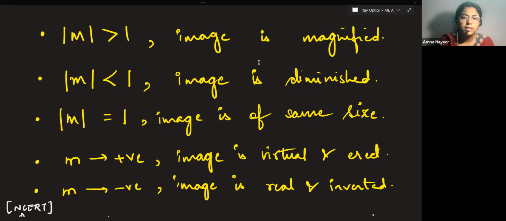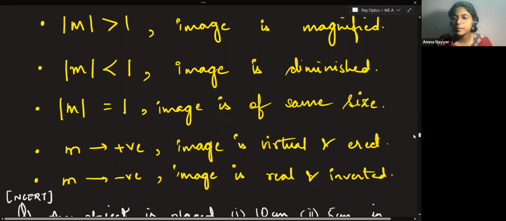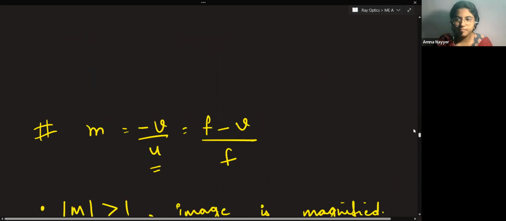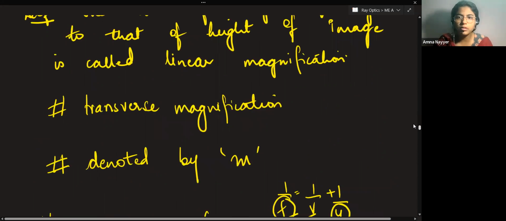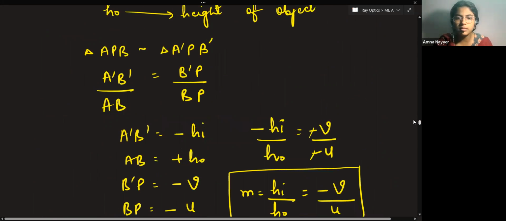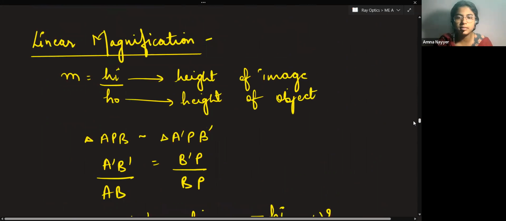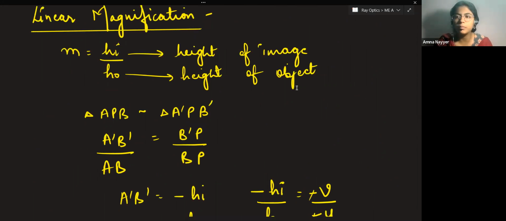All right, class. Razan, I hope I'm audible to you. So just write down all the points of linear magnification. We'll do numericals and we'll complete this topic at least. So your reflection will be completed then.